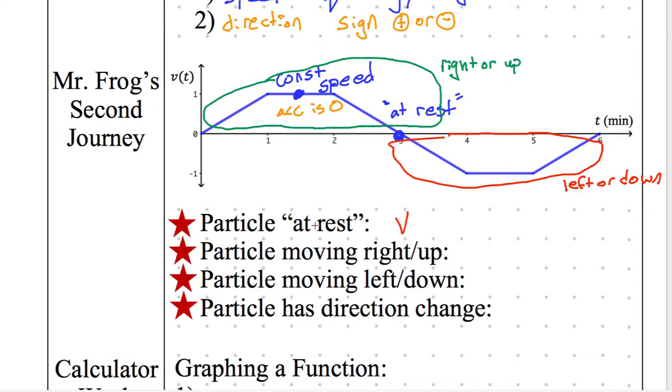So velocity. What's happening with velocity at rest? Velocity is positive, negative, zero, one of those three? It's zero, yes. Velocity equals zero. What about velocity here?